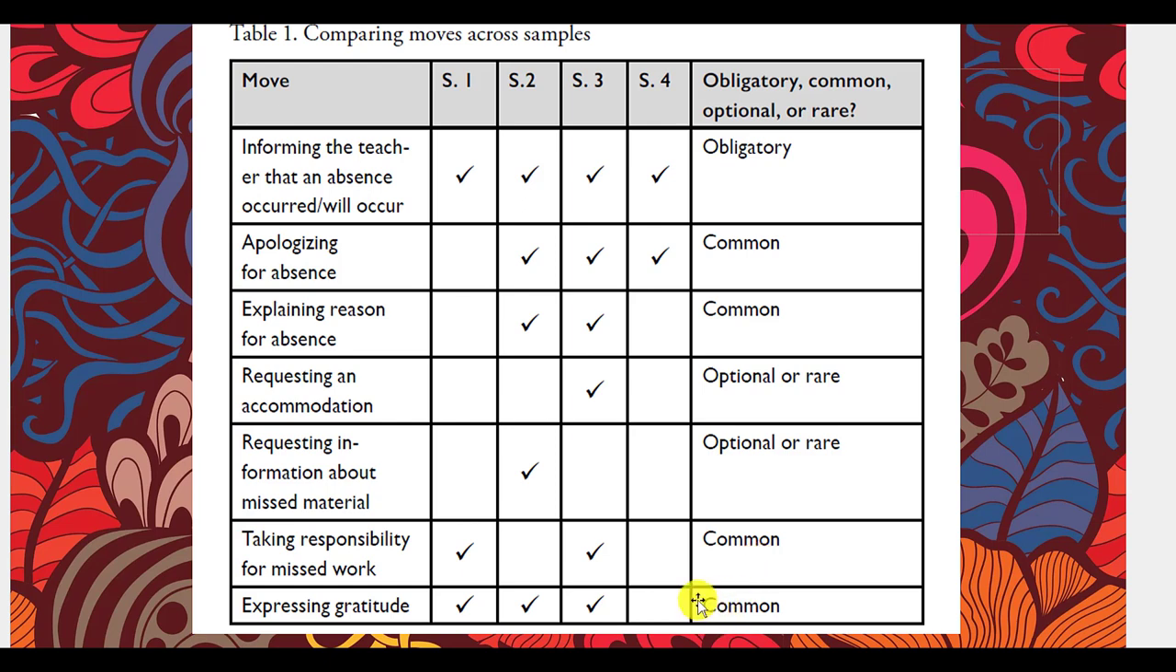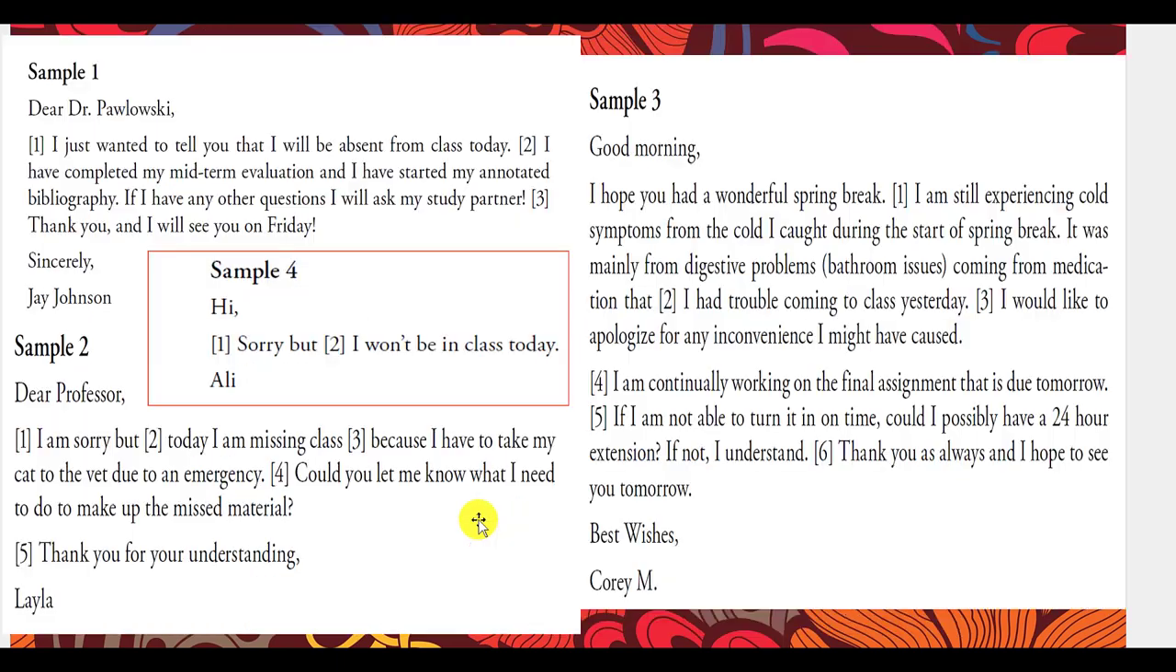Thank the teacher. Well, the majority of the emails do that. We go back and look at these emails. So again, to know what is expected in any genre, the idea would be to look at samples. Samples of absent emails actually would be hard to get, but samples of annotated bibliographies, those are not difficult to get. Samples of text messages, not difficult to get.